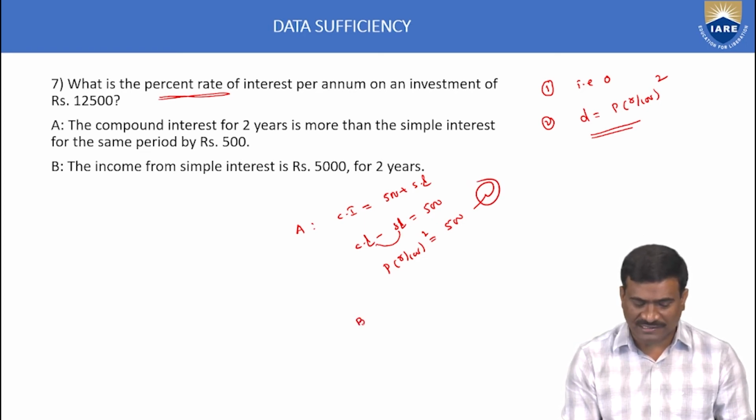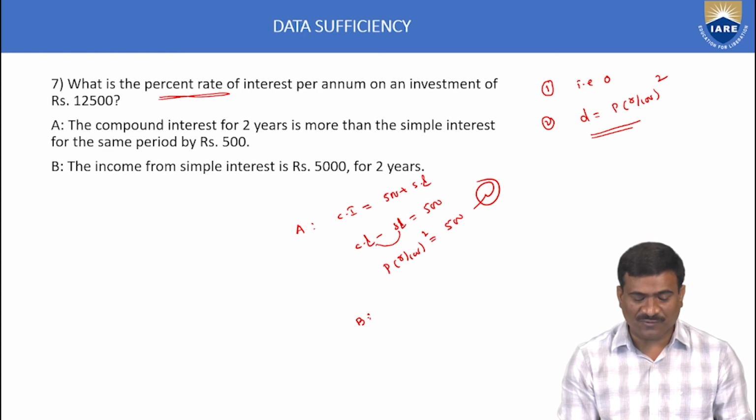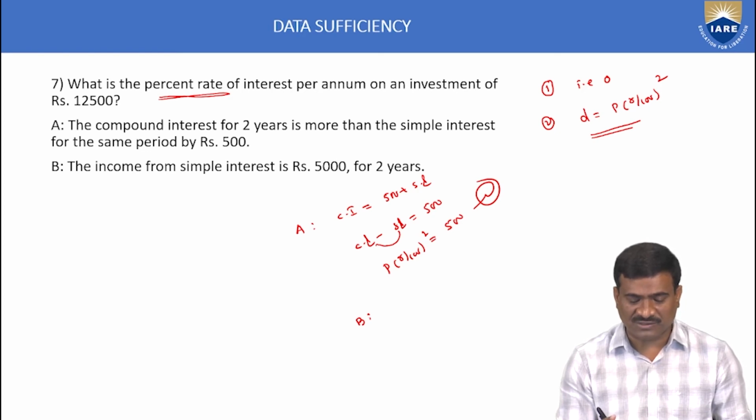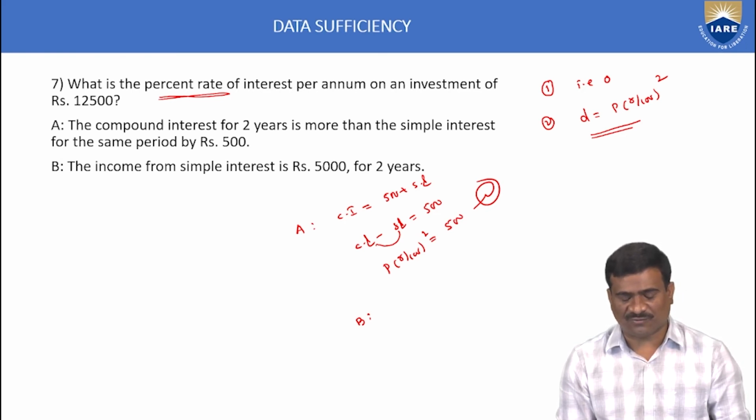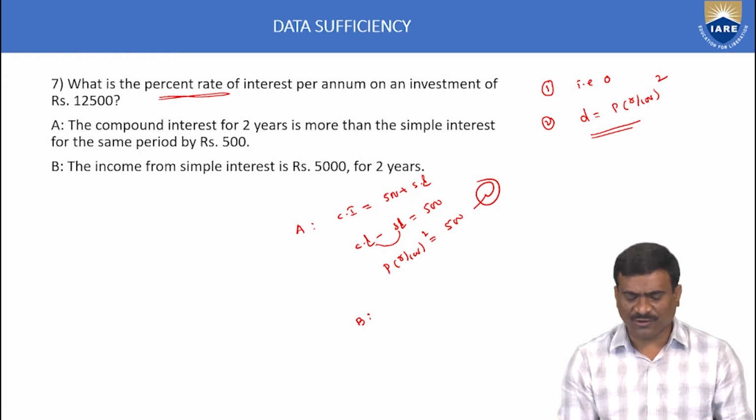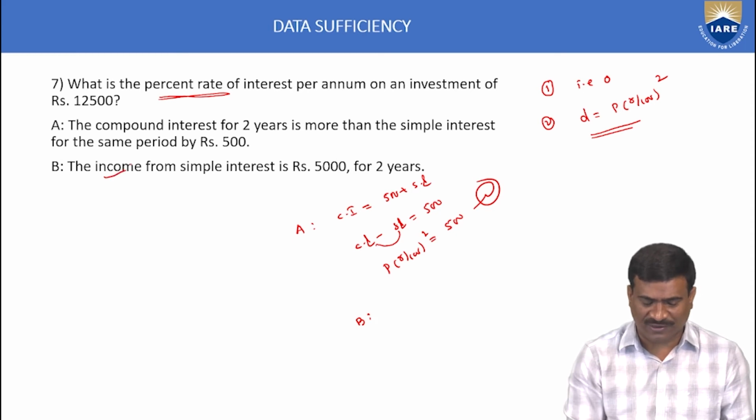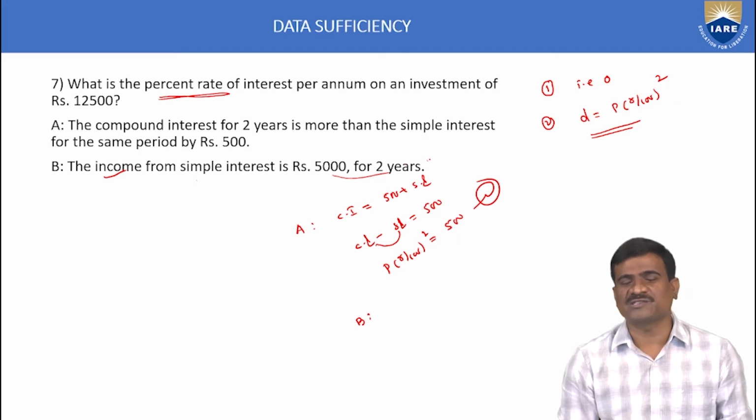Second, B implies that the income from simple interest is rupees 500 for 2 years. Income given, income from simple interest is 500 for 2 years. In the second statement, only the income from simple interest for 2 years is given. Again, this is also not possible. Here, one alone is not possible.